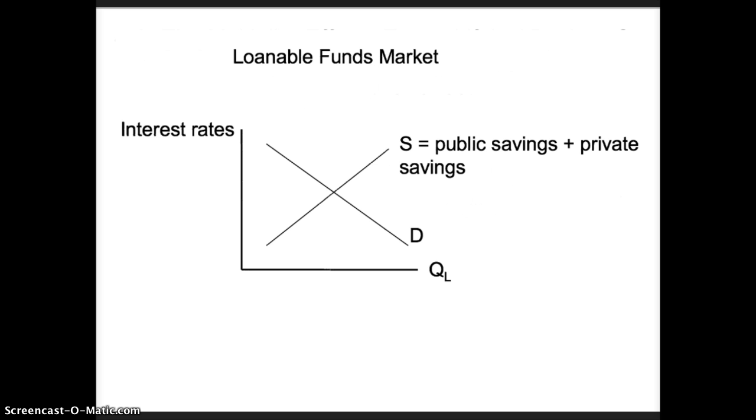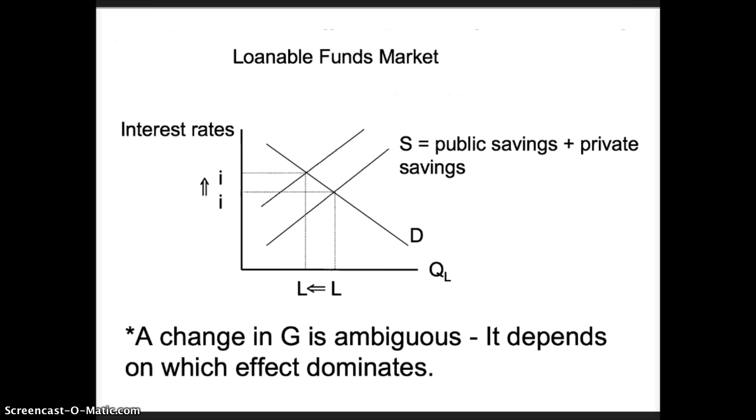Saving comes from two sources, public savings and private savings. If the government spends money but runs a budget deficit to finance its spending, then public savings is negative and the supply curve will shift left. The result is a higher equilibrium interest rate. Since higher interest rates make borrowing more expensive, the quantity of loanable funds will decrease, as well as consumption and investment spending. The effect of a change in government spending, therefore, is ambiguous. It depends on which effect, crowding out or the multiplier, dominates.